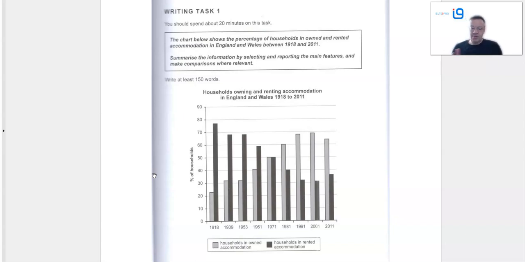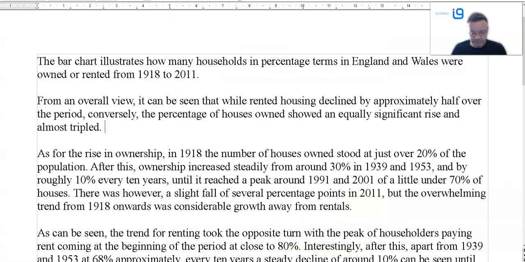So you can do comparisons, or you can do, as I've done, as I'll show you, ownership and renting. The one that's gone up, ownership, I put that first. The one that's gone down, renting, I put that last. Okay, so let's have a peep.